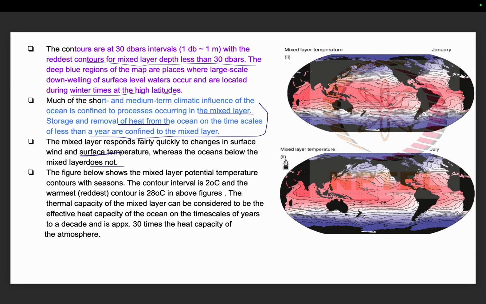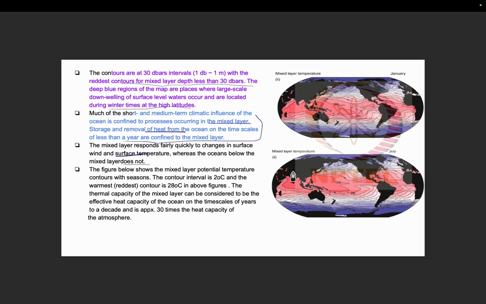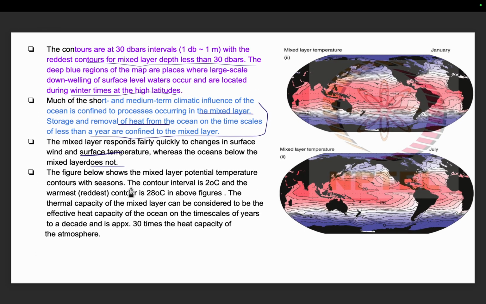The figure here shows the potential temperature contours for the various seasons. The contours are at intervals of 2 degrees Celsius, where the warmest contour is shown in redder color. The thermal capacity of the mixed layer can be considered to be the effective heat capacity of the ocean on time scales of years to decades, and it is approximately 30 times the heat capacity of the atmosphere.